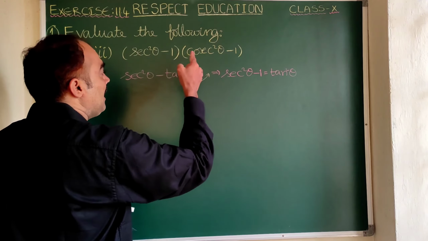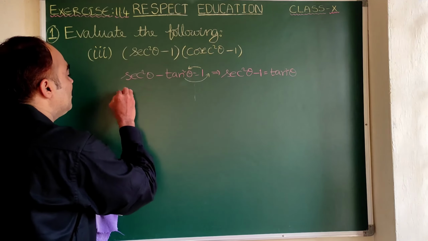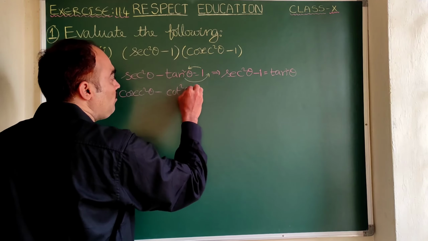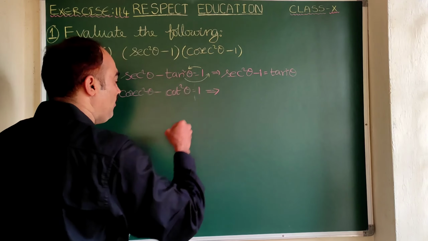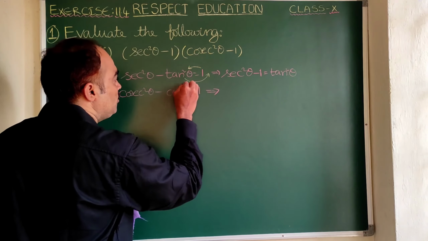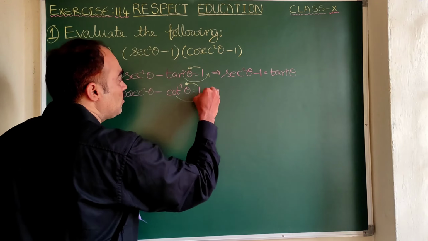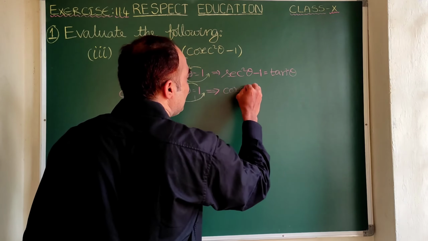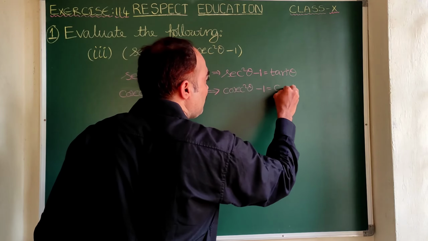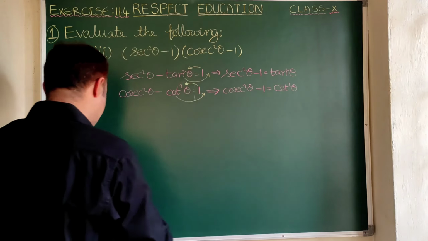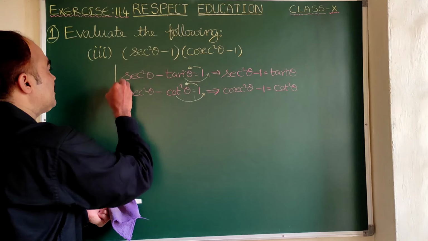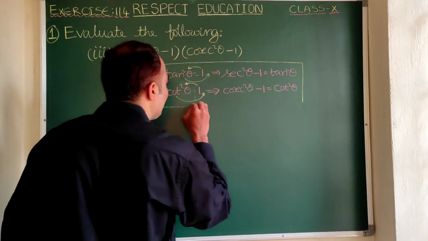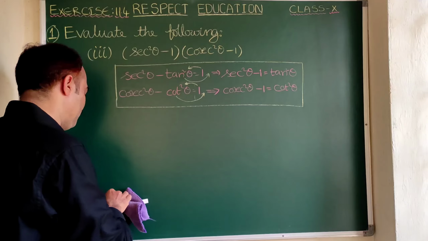Similarly, we have one more formula, another trigonometric identity, that is cosecant square theta minus cot square theta is equal to how much? 1. Let us do the same operation for this also. So this 1 you bring this side and cot square theta send to right side. Then here what will happen, can you tell me? Cosecant square theta minus 1 is equal to cot square theta. Is it clear? So based on these formulas, we are going to solve this problem now.